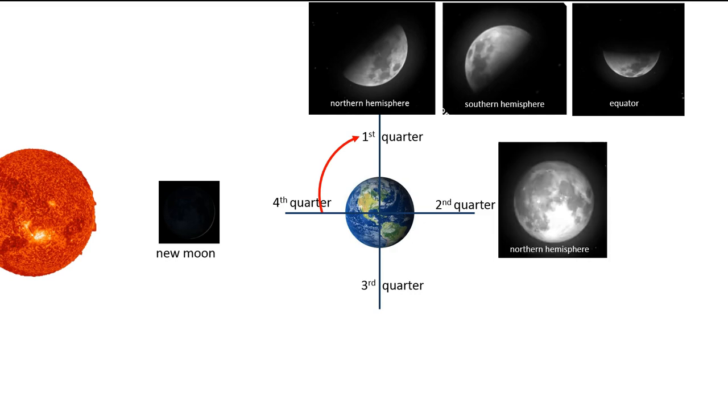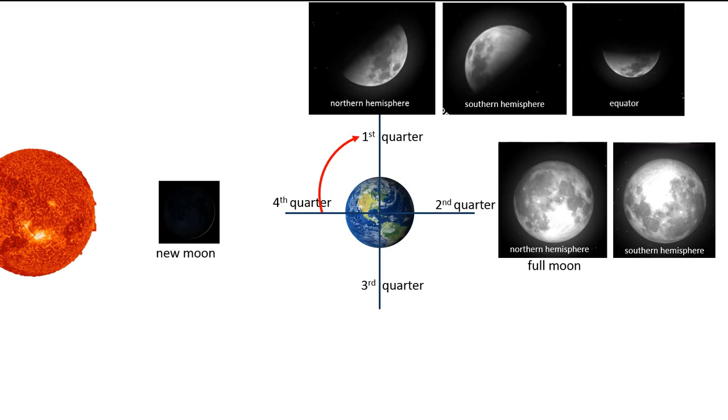At the second quarter, we have a full moon that is completely illuminated by the sun. And here is the view from the southern hemisphere. It is the flipped version if you look carefully. In this position, the moon looks to be eclipsed by the Earth, so why don't we have a lunar eclipse? Occasionally this happens, and this too will be explained after all the phases.